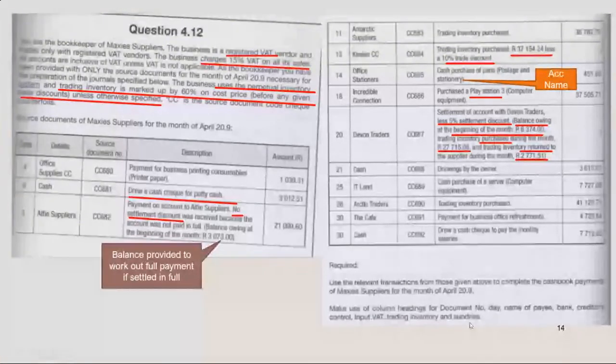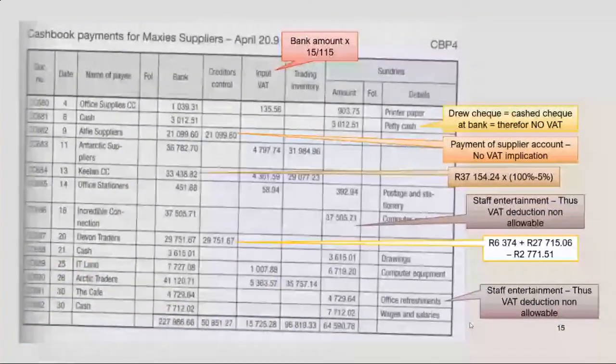Okay, so before we break, I'm just quickly going to highlight the few things you had to see from the rest of the question. The rest of the things in this question are pretty straightforward, so let's just look at the solution so that you have it. What you had to see is the bank amount. Remember, bank is inclusive of VAT, but to work out the input VAT, your bank amount is multiplied by 15 over 115. That is the same for all of these items in that column.